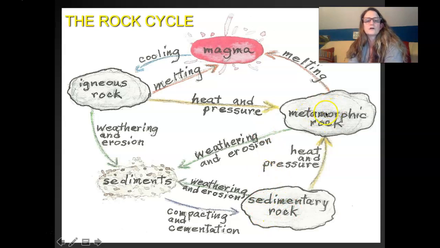Metamorphic rocks are going to erode and break down through weathering and erosion and form more sediments. Sedimentary rocks can break down through weathering and erosion and form sediments. Sediments can be compacted and cemented and become sedimentary rocks. I think the only thing I didn't do is igneous rocks can weather and erode and become sediments. If you take an igneous rock and you melt it, it becomes magma. So the cycle continues. And we'll talk about each of the individual rock types in the rock chapter.